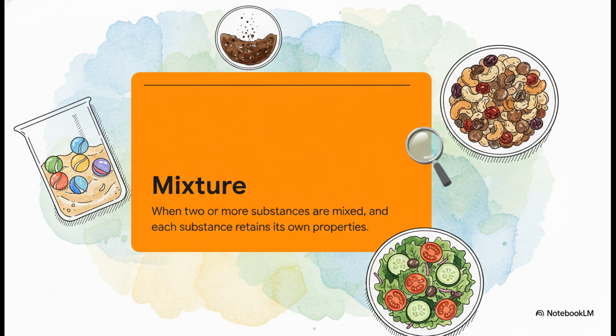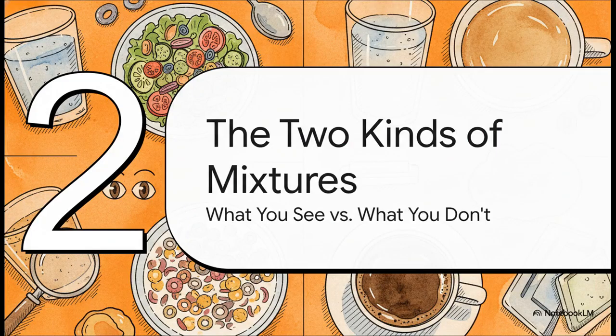Well, the scientific definition is when you combine two or more substances, but no chemical reaction happens. Think of it like this. The substances are just physically hanging out together, and each one gets to keep its own original properties. Now, here's the thing. Not all mixtures are created equal. They fall into two big categories, and the main difference really just comes down to what you can see.